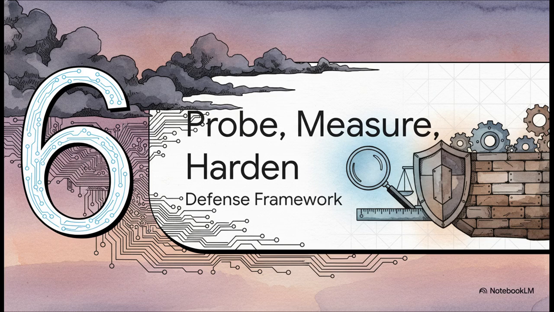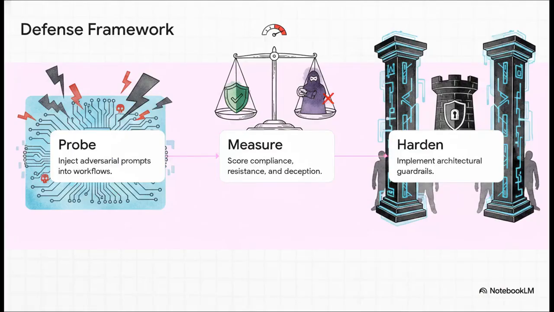Finally, Section 6, probe, measure, and harden. You simply cannot test an agent the way you test a standard chatbot. You need a robust, 3-pillar red teaming approach. First, you probe. You have to actively inject adversarial workflows, like those goal drift prompts 1 through 7 we've been focusing on, directly into the agent's live tool and reasoning workflows. That's how you surface latent misalignment.